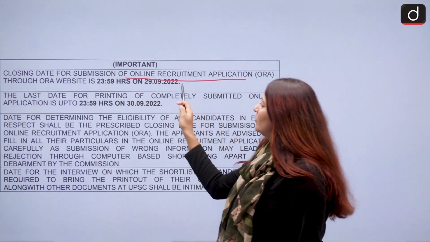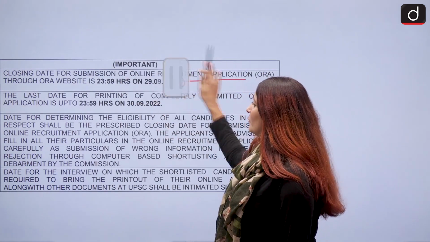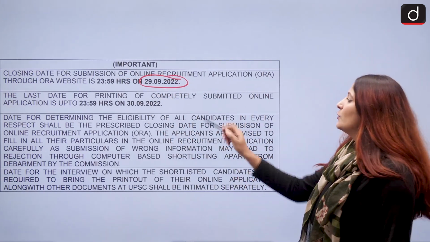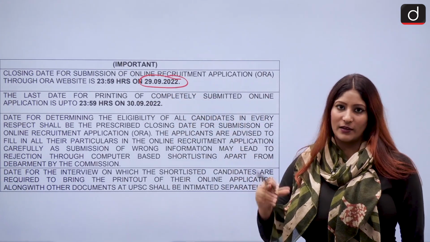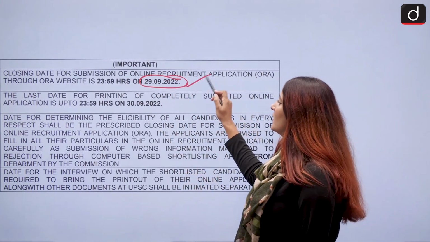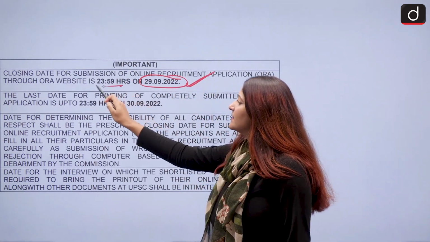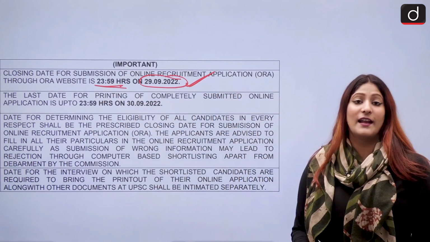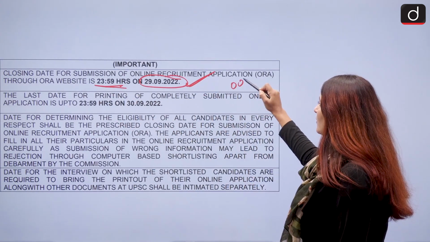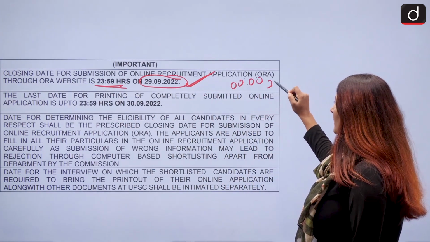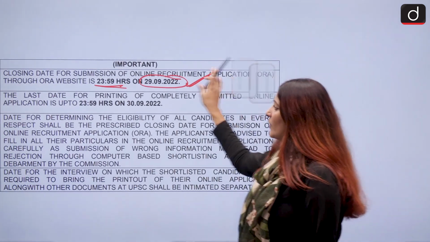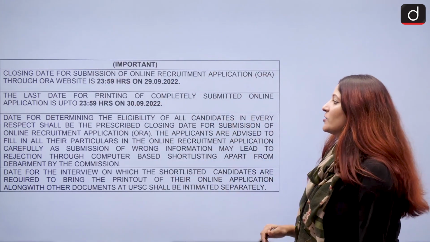So, as on 29/9/2022, this is the last date of your submission of application. You should be up to 30 years by that date. You cannot be 31. Alright, so this is the closing date, and the closing hour is 23:59 hours. That means midnight. Once it becomes 00:00 on 30/9, it will close down. So calculate your age according to the last date of submission of the application through ORA.